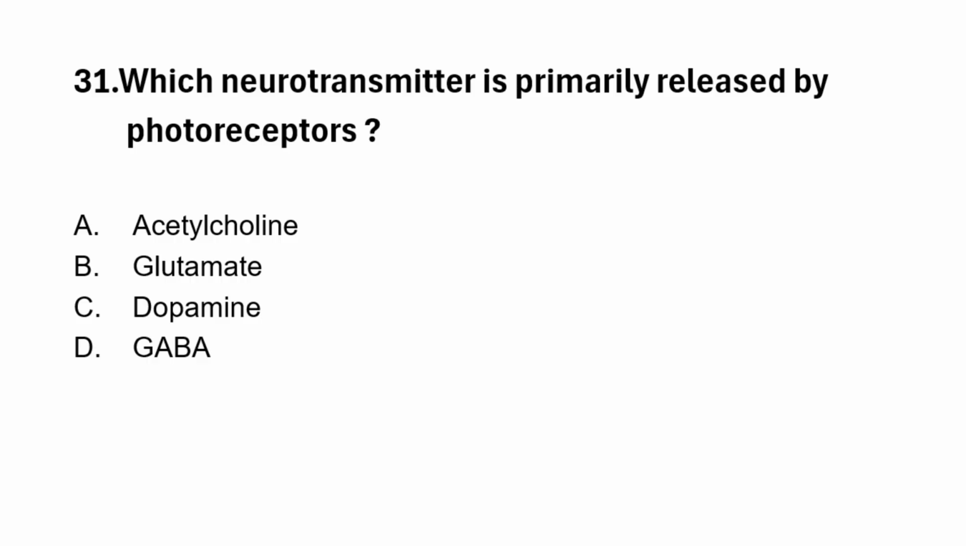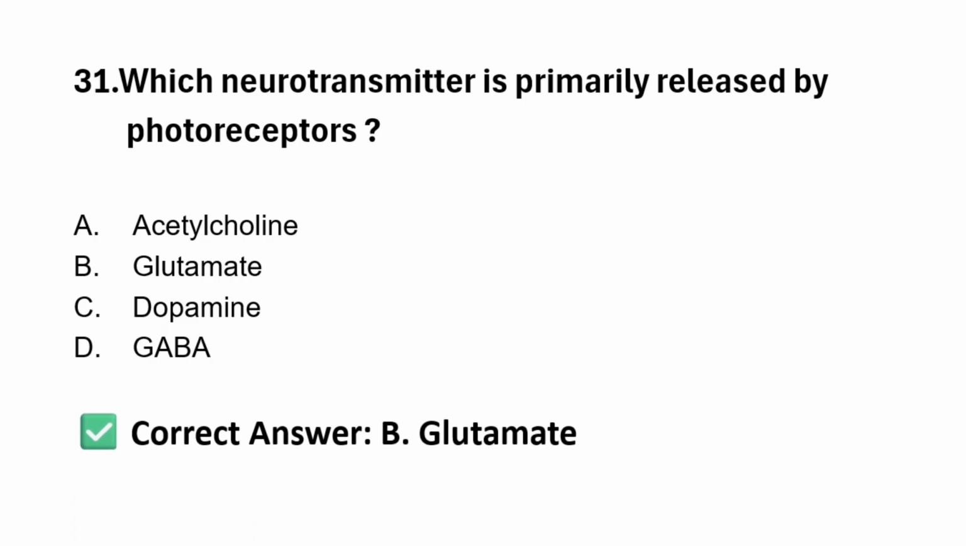So the correct answer is option B glutamate. The photoreceptors communicate with the next retinal neurons using glutamate, and it is the main neurotransmitter involved in transferring visual signals within the retina.